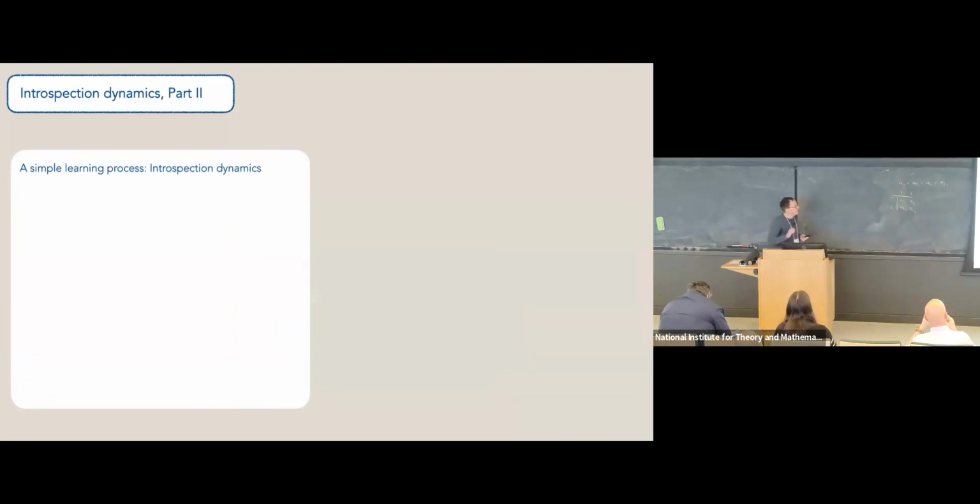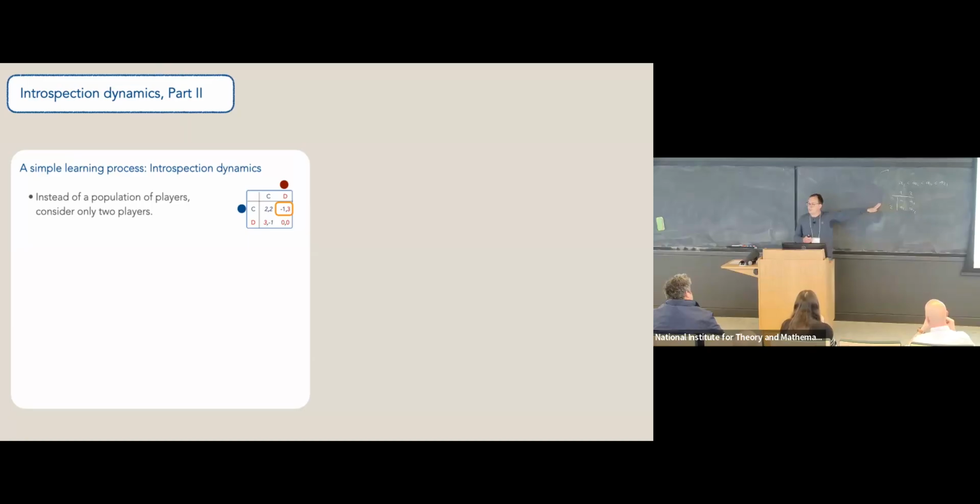So let me talk here about the simple learning process. It's perhaps the simplest learning process that we could come up with. Instead of a population of players, at the moment we are only looking at two particular players who play this matrix game. There's a blue guy, there's a red guy. At the moment, the blue guy cooperates and the red guy defects.